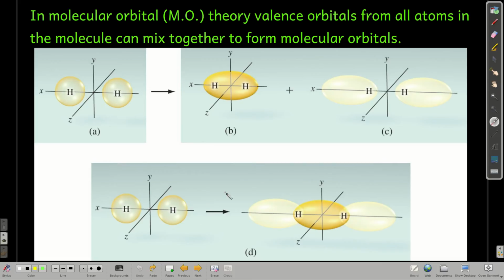So if we combine all those together, we take two hydrogen atoms, make molecular orbitals, we get a bonding and an anti-bonding molecular orbital. These two are just one orbital, the anti-bonding.